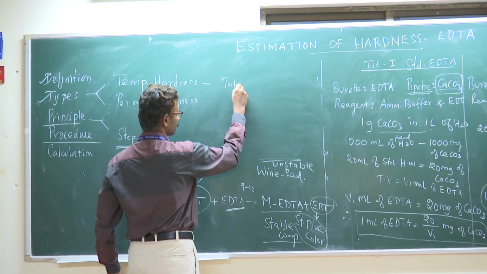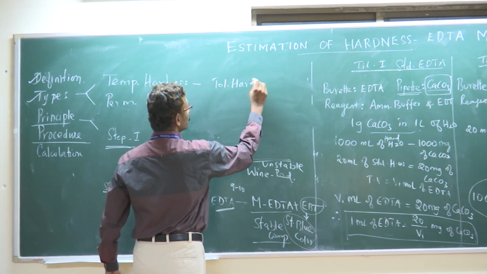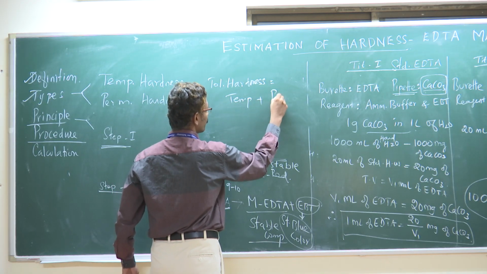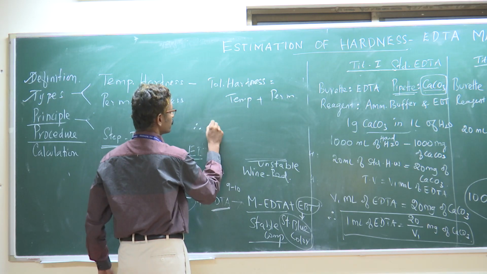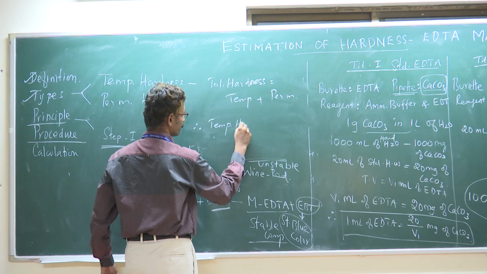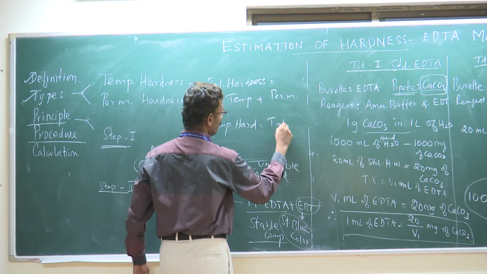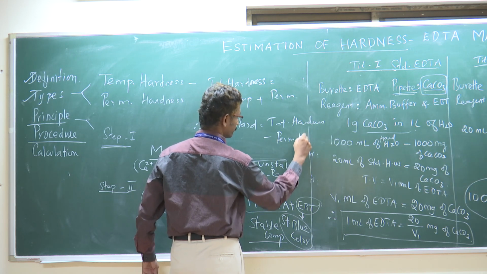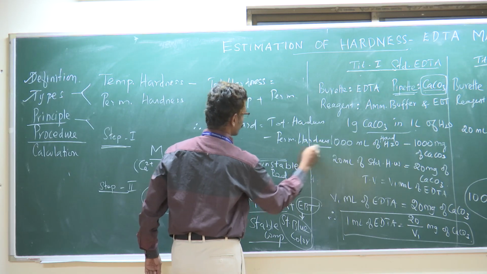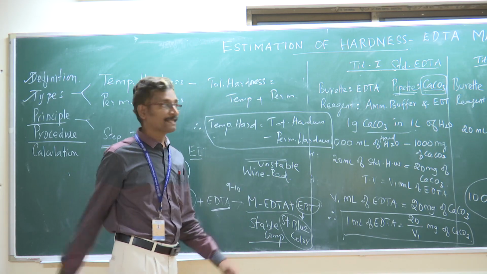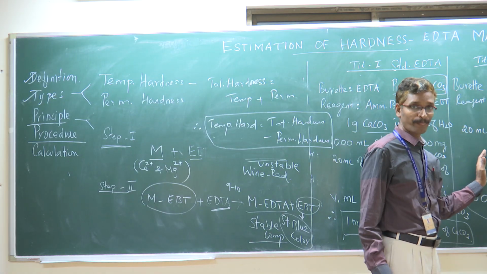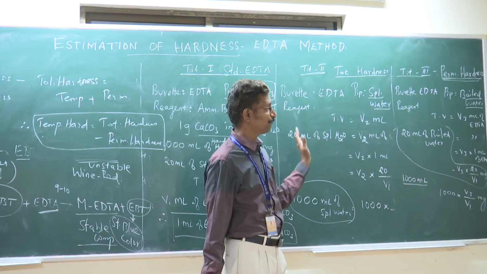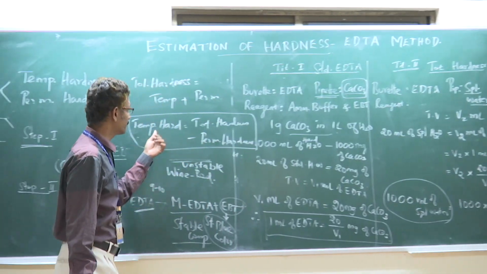Total hardness is equal to temporary hardness plus permanent hardness. Therefore, temporary hardness is equal to total hardness minus permanent hardness. So we can directly get the total hardness from this titration, and directly get the permanent hardness by using the boiled water titration. From these two values we can easily calculate the temporary hardness.